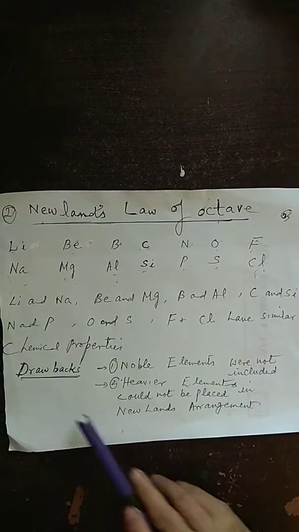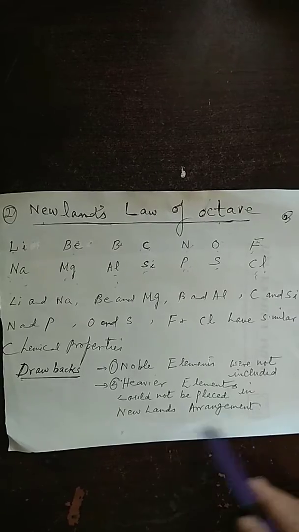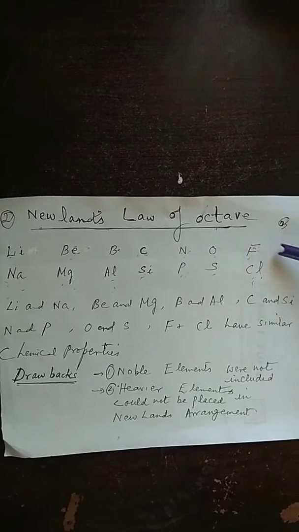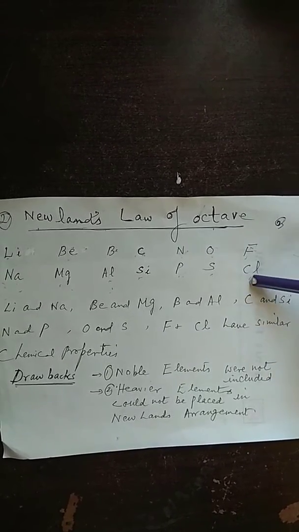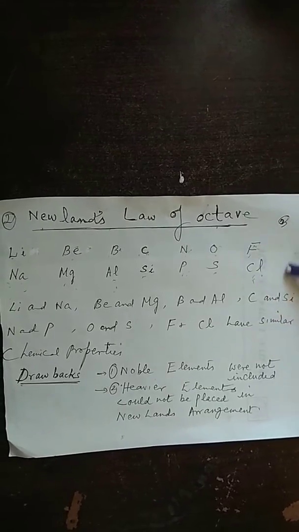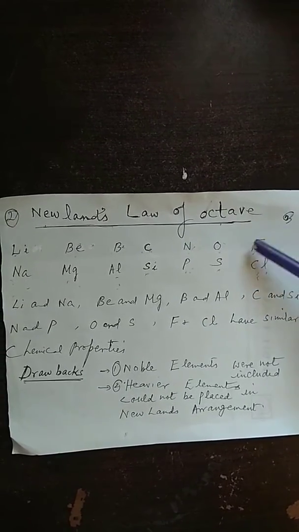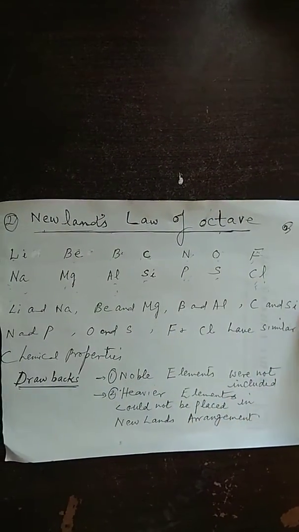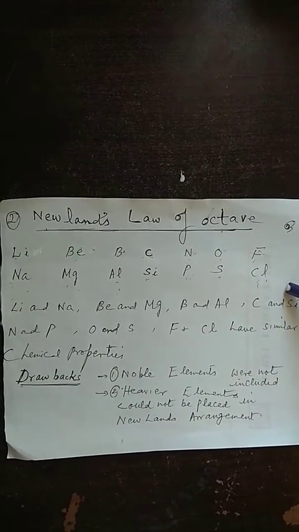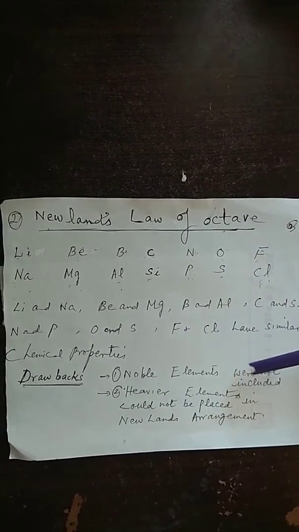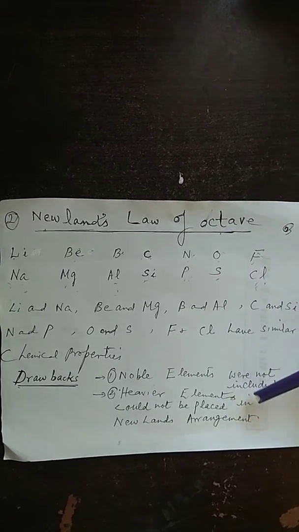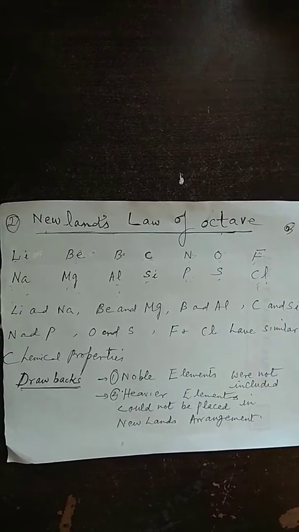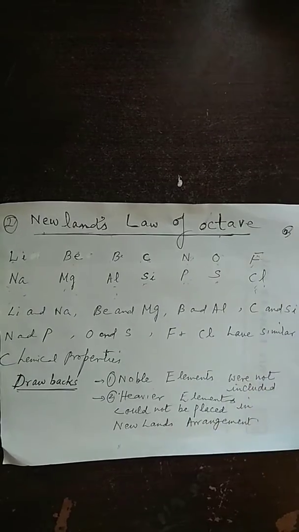Okay, but now there are drawbacks in this law. Noble elements were not included. That is, after fluorine, there should be atomic number 10, that is neon, should be included. After chlorine, argon should be included. But these noble elements were not discovered at that time, so these were not included. So its periodic table was not in a regular arrangement. And heavy elements were not included. The elements with heavier atomic masses were not included. So these were the facts, but they helped other scientists to arrange the elements in the modern periodic table.